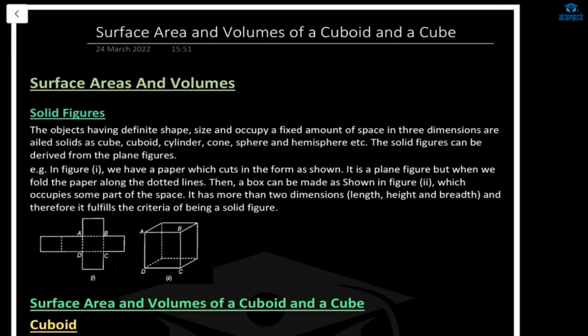Solid figures are objects which have definite shape and size, and which occupy some definite amount of space also. So they are three-dimensional objects. We will be studying these shapes: cube, cuboid, cylinder, cone, sphere, hemisphere. In figure 1, it is a two-dimensional plain figure, and if you fold it at the joints, you are making a cube, a three-dimensional figure which has length, breadth, and height.